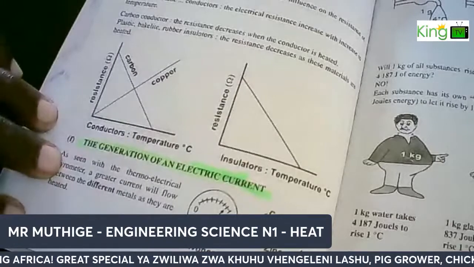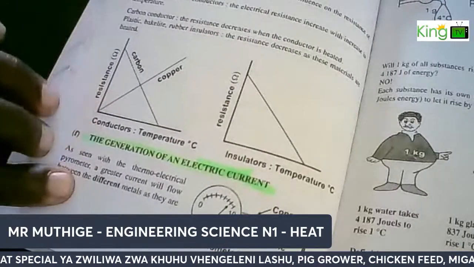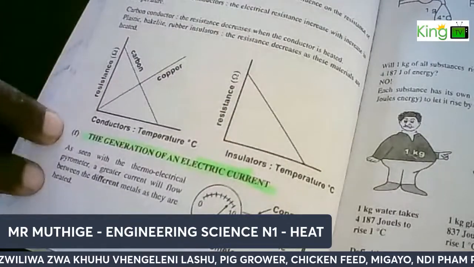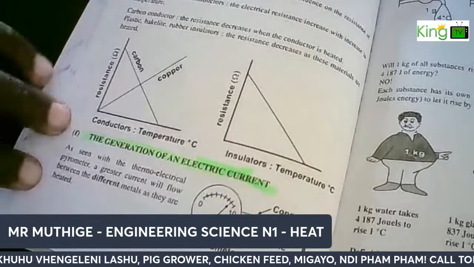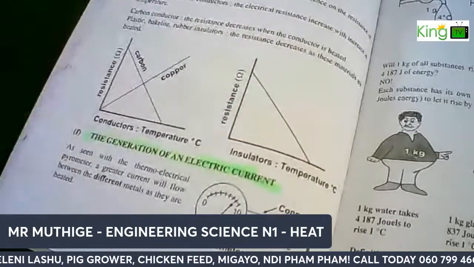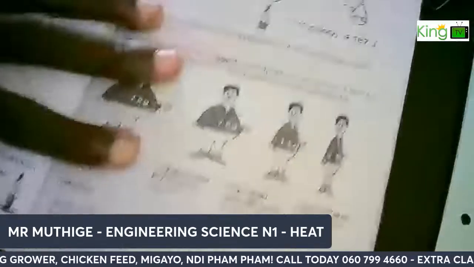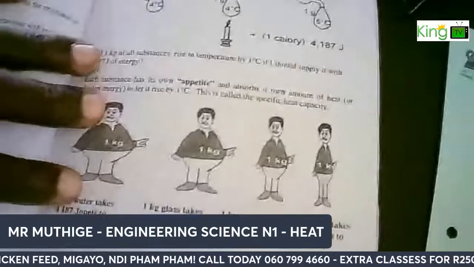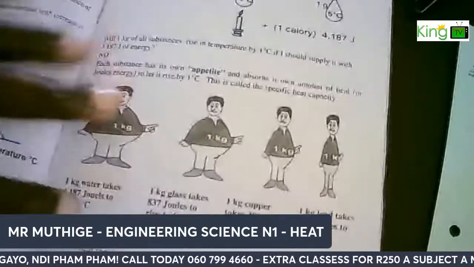Here they are basically telling us that different materials will have a different movement of current as you introduce heat. Specific heat capacity, that's the second last topic that we can talk about.